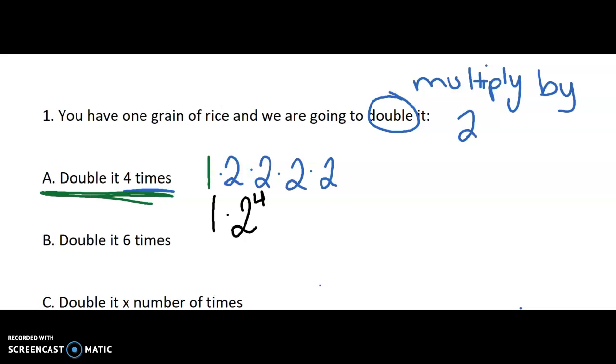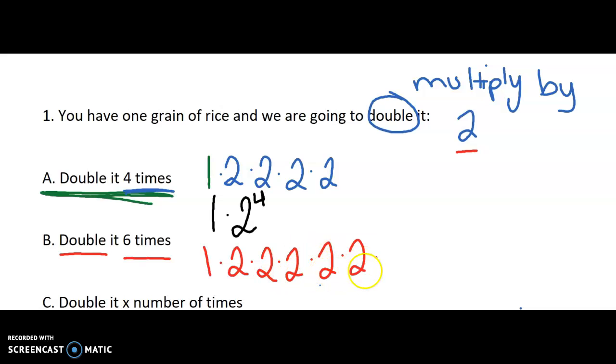Okay? Now, let's look at another example. What if I want to double it 6 times? How many times am I going to multiply by 2? I'm going to multiply it 6 times. So I'm going to do 1 times 2 times 2 times 2 times 2 times 2 times 2, because I want to double it 6 times. So I'm going to have 1 times 2 to the 6th, because I would want to double it 6 times.